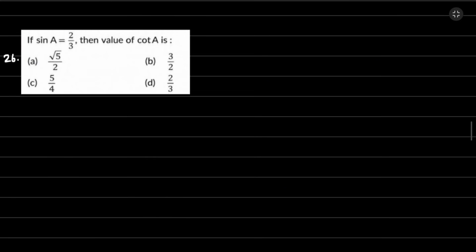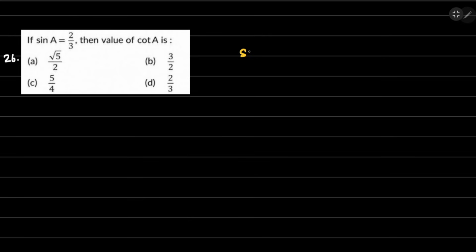If sine A is equal to 2 by 3, then the value of cot A is, you have some options here. Let's do it the easy way, the other way. So we were doing it earlier with the help of the trigonometric ratio. Sine is equal to P by H. So we were taking the perpendicular to be 2x and the hypotenuse to be 3x. We were finding the base using the Pythagoras theorem and then applying it here. Cot theta is equal to base by perpendicular. But right now, in this question, we'll be using the identities.